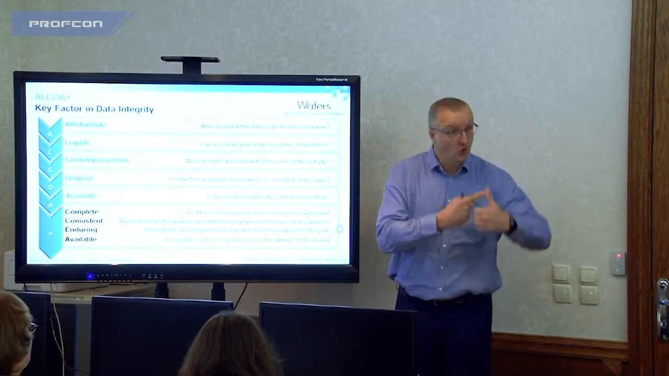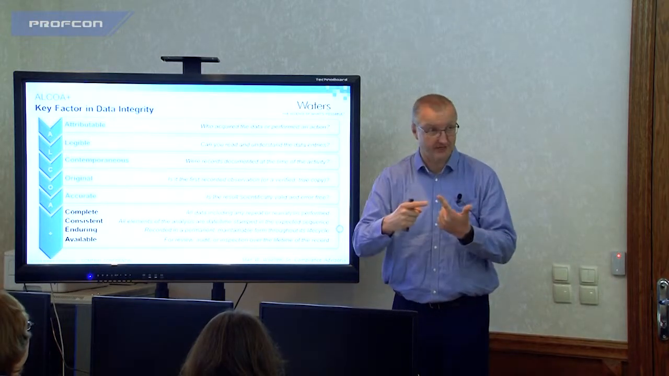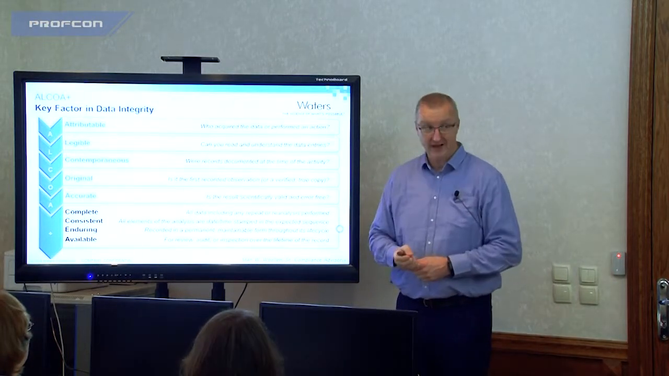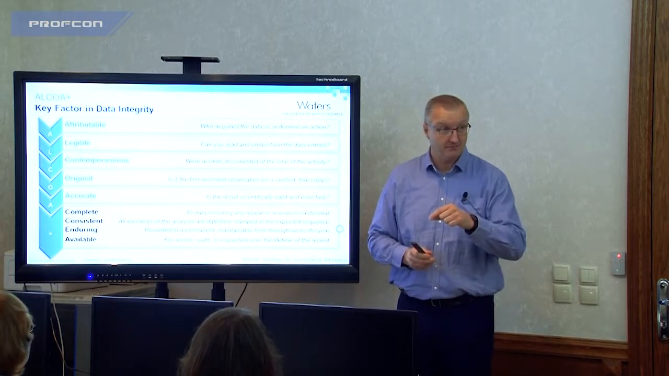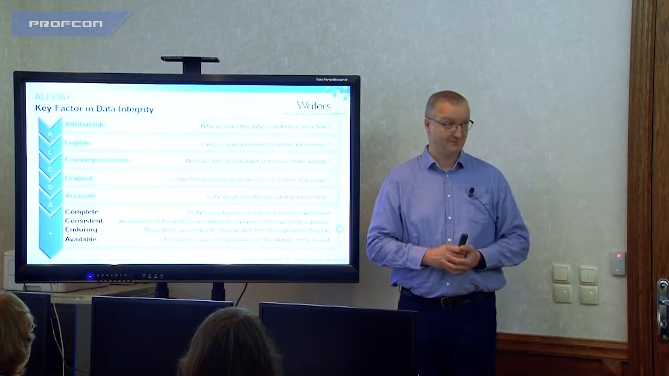Complete meaning it is all the data. Consistent is that you do it all the time in the same way. Enduring is that you use a pen. And available is that you have it available when it is needed.